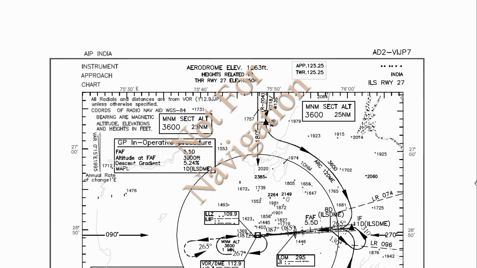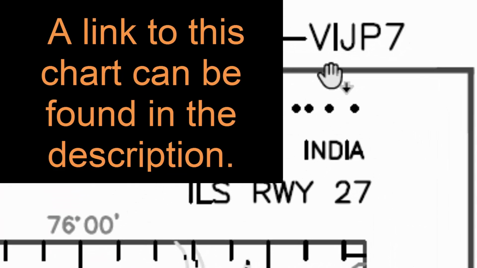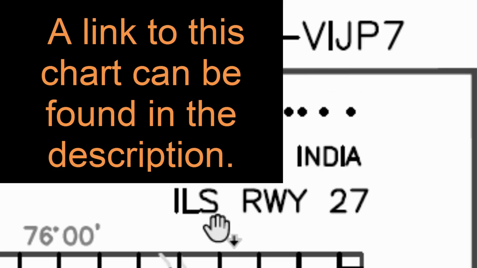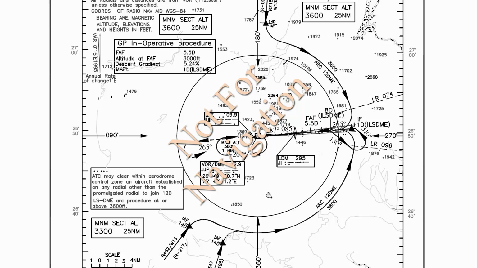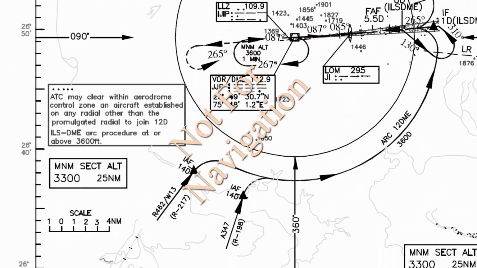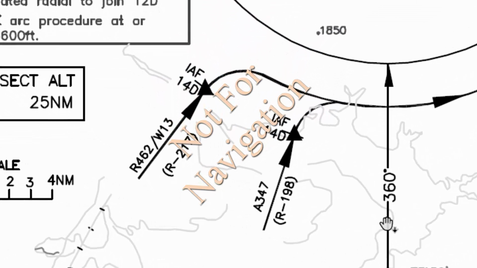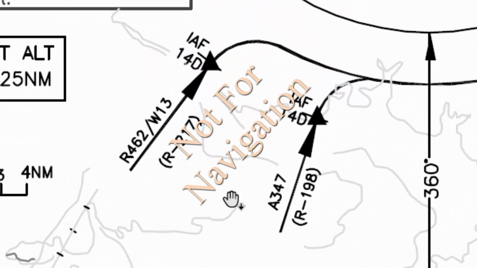For this video we are taking this example for this airport, Victor India Juliet Papa, ILS runway 27. As you can see, this approach has two arcs, either if you are coming from the north or from the south. For our example, we will simulate that you are coming from the south. And as you can see, there are a few airways here to join the arc.